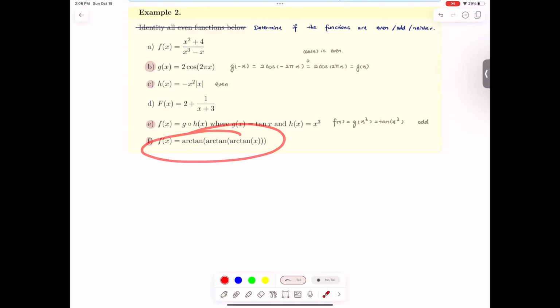What about F? Anyone? What about F? Do you think you need to do computation?